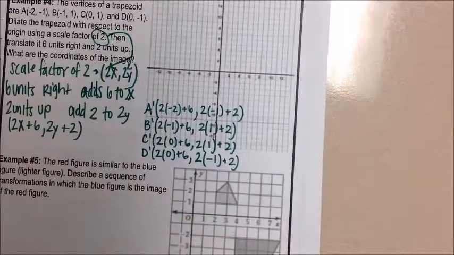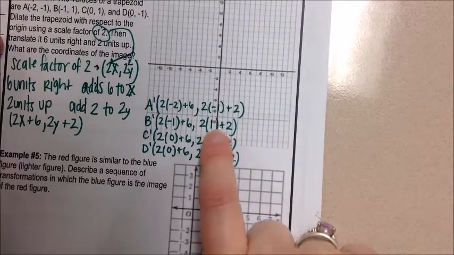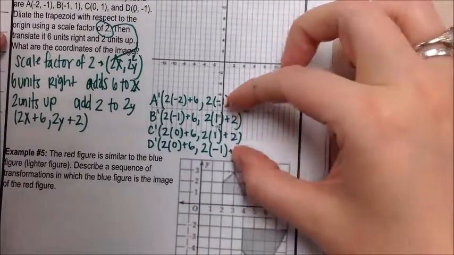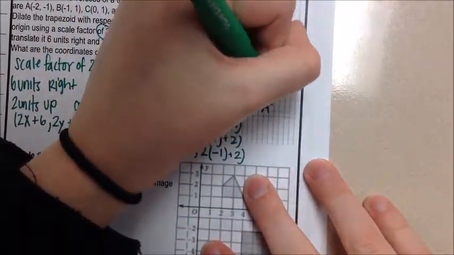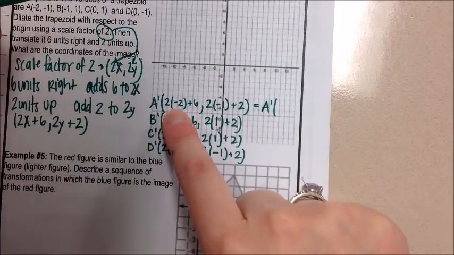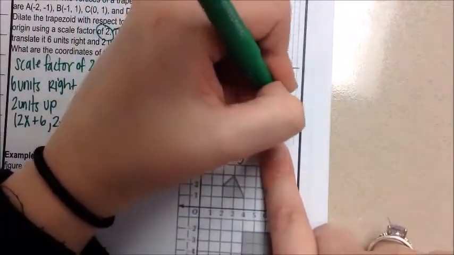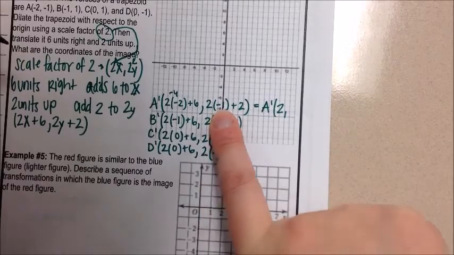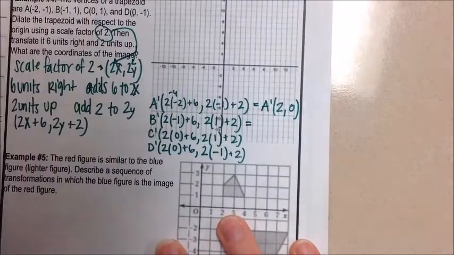Okay, so some of these I'm going to be able to repeat. Like these are going to have the same y coordinate. These are going to have the same x coordinate, so that's going to be helpful. These are going to have the same y coordinate. Okay, so now A prime is at, so 2 times -2 is -4. So this is -4, and then -4 plus 6 is 2. 2 times -1 is -2, plus 2 is 0. So that's where my new A is going to be.